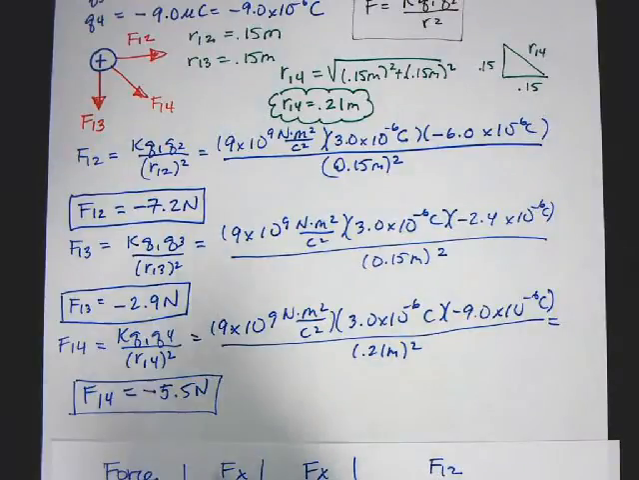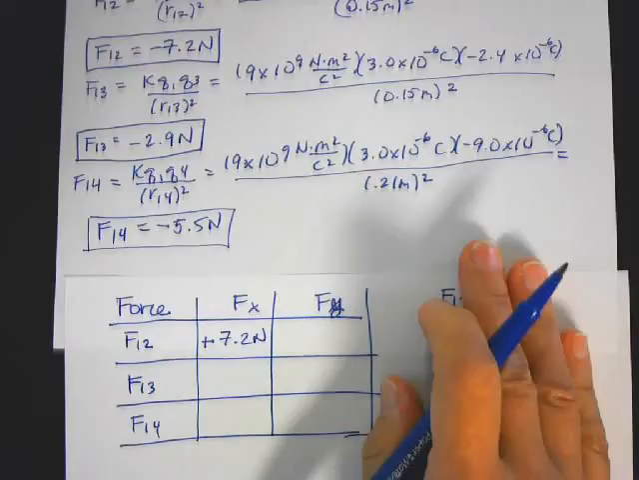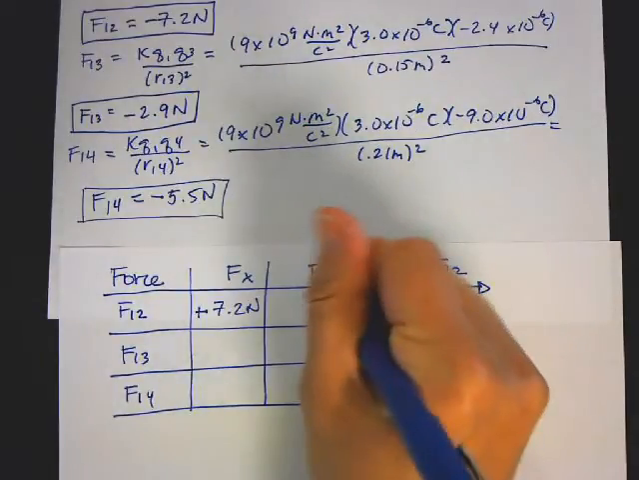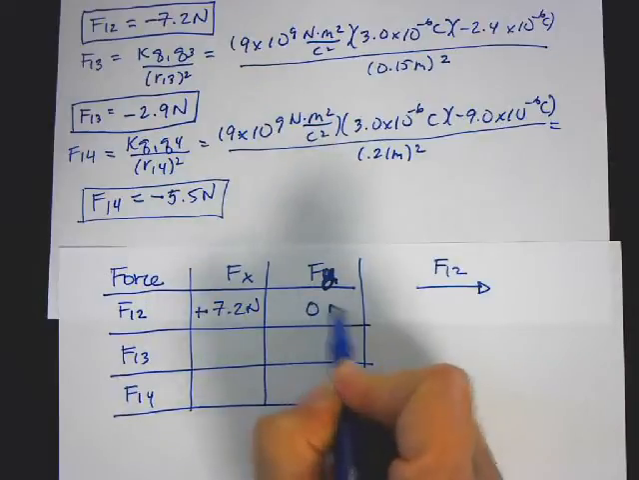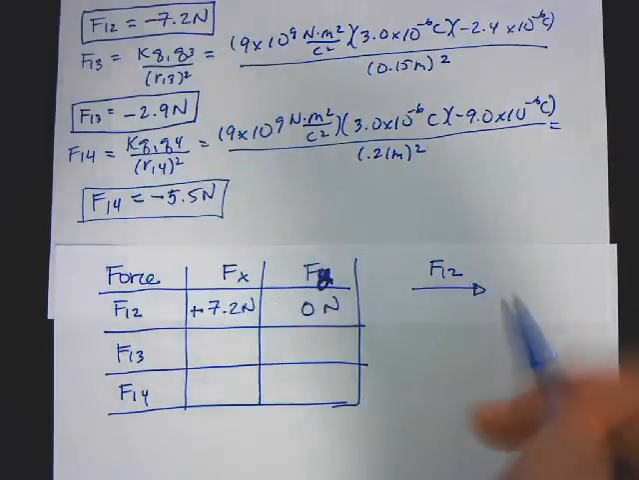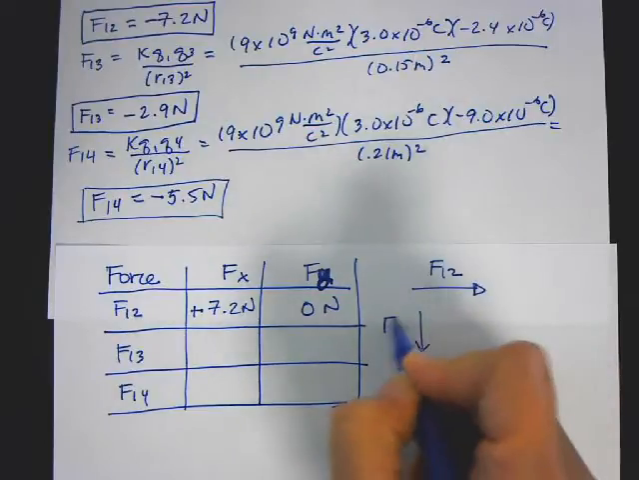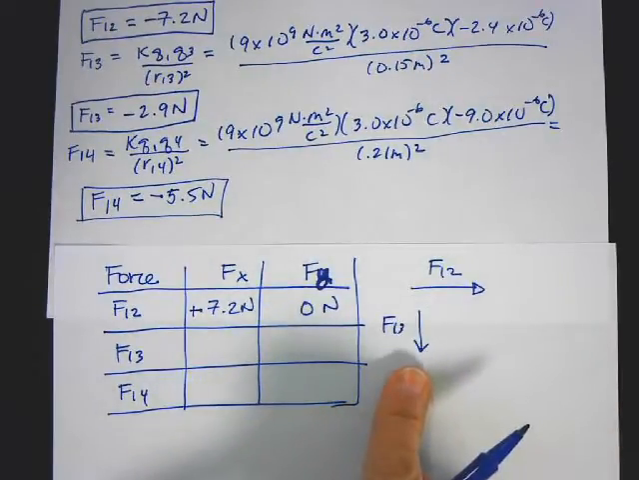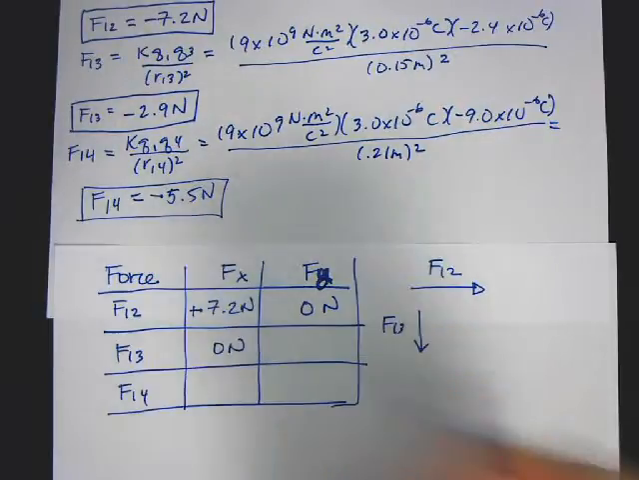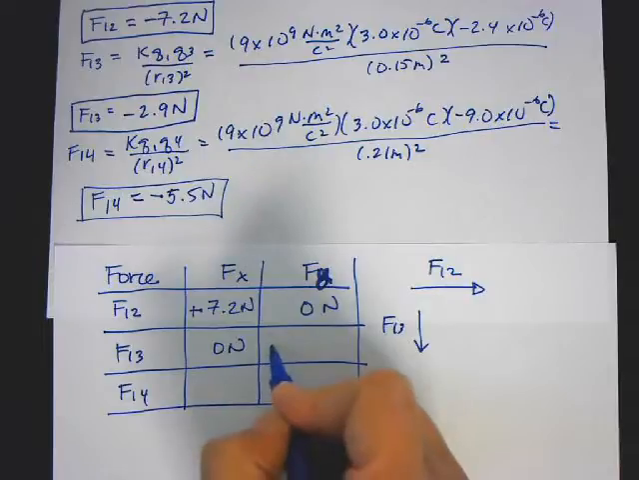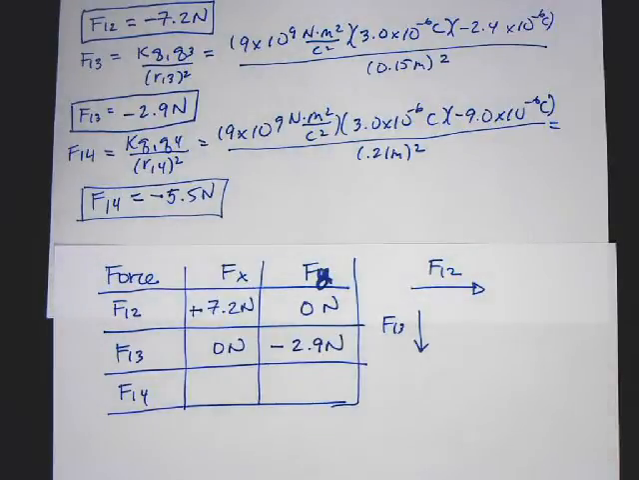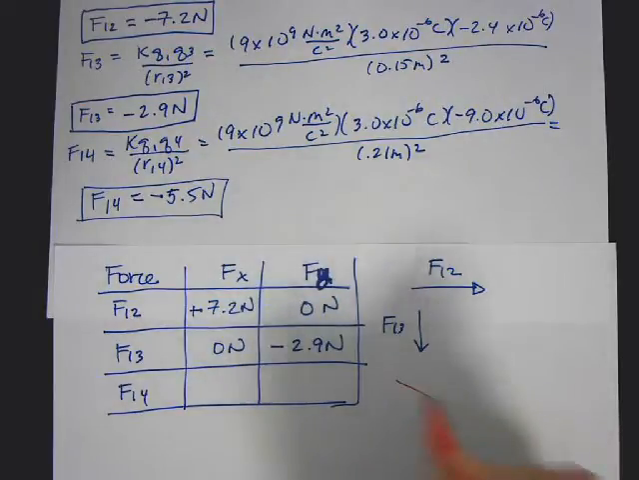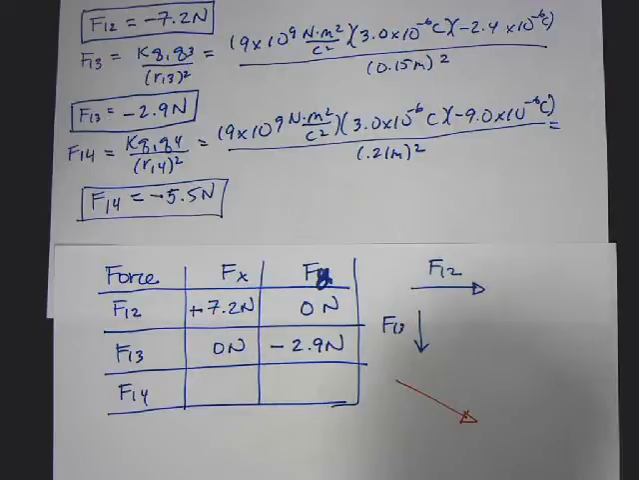Now I look at F13, because that one's also easy. F13 goes down. So this has no x component, so this is 0. And this is down, which is negative, so this is going to be negative 2.9 newtons. Now the only hard one, and it's not really hard, is F14. So here's F14. Remember, F14 looks like this. And when we have F14, you have F14X, and you have F14Y.